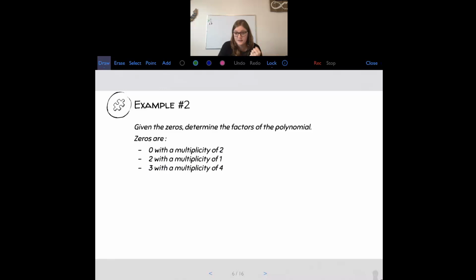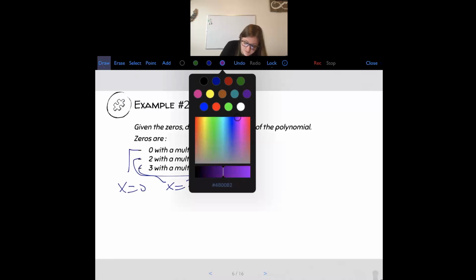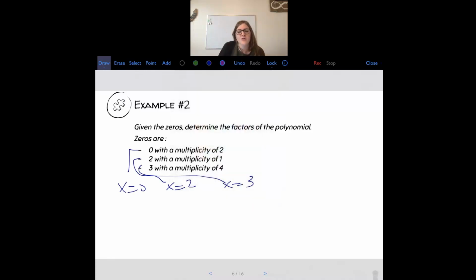Okay. Example 2, given the zeros, determine the factors of the polynomial. So now we have zeros with different multiplicities. Okay, so first I would say determine the factors that each of these zeros came from, and then we'll add in the multiplicity. Okay, so we have x equals 0 from this first one. We have x equals 2, and we have x equals 3. And we'll do the same thing to determine the factors. We can make sure that one side is equal to 0. You may also know the pattern by now too, and you could jump straight into, okay, this is x minus 2 equals 0. Okay, or you can solve each one.